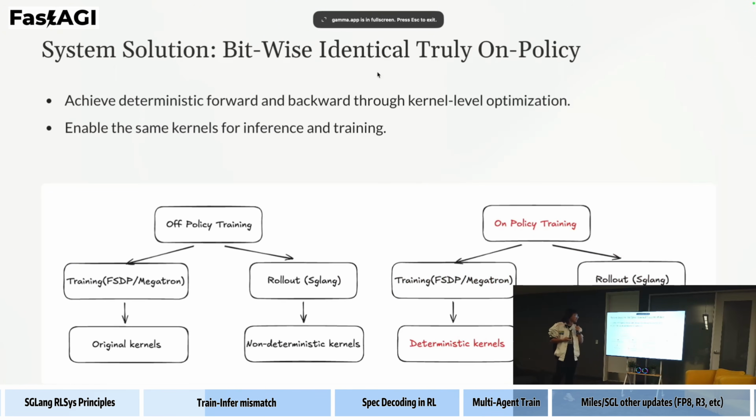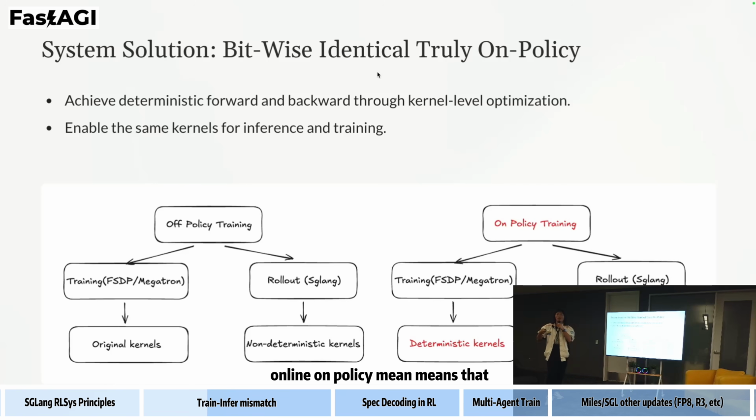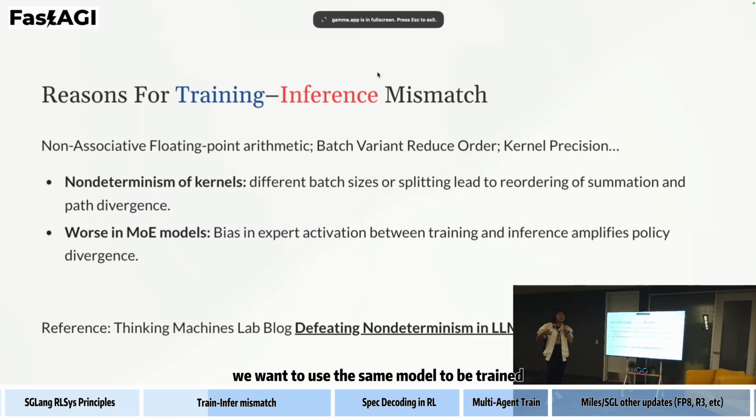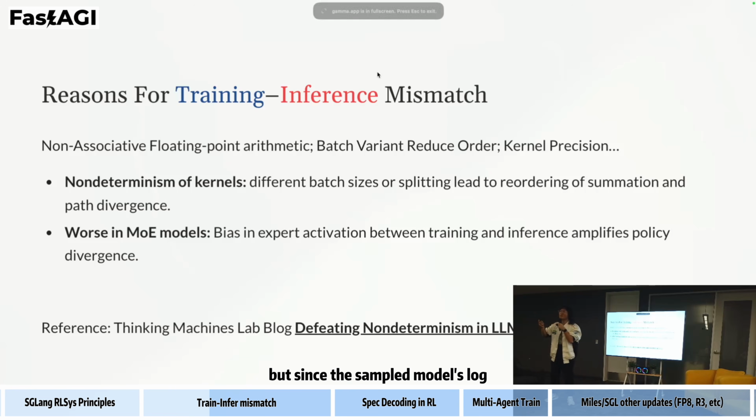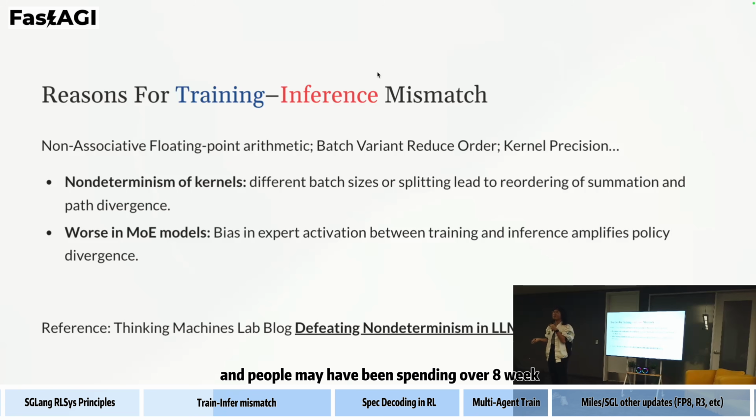Since we care about online on-policy RL, on-policy means we want to use the same model to be trained as to sample. But since the sampling model's log probability is slightly different from the trained model's, this introduces a kind of off-policyness. That's what train-infer mismatch is trying to solve. And people may have spent over 8 months discussing how to solve these problems.